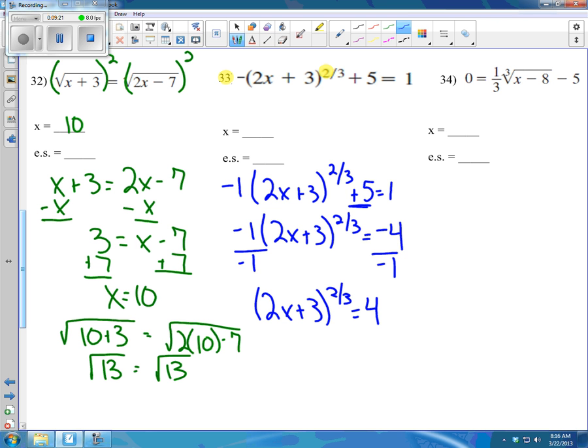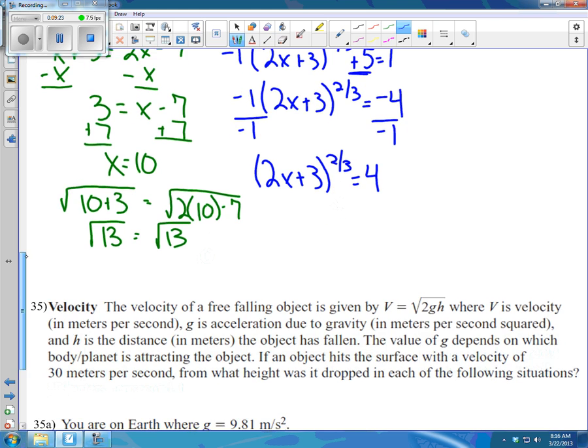And now I'm ready to get rid of this exponent, and it's in this step that I'm going to get my two answers. So when I'm ready to get rid of the 2/3 power, I'm going to use the 3/2 power, which on the left side just ends up with 2x plus 3. And if you type in 4 to the 3/2 power on your calculator, you're going to get 8.